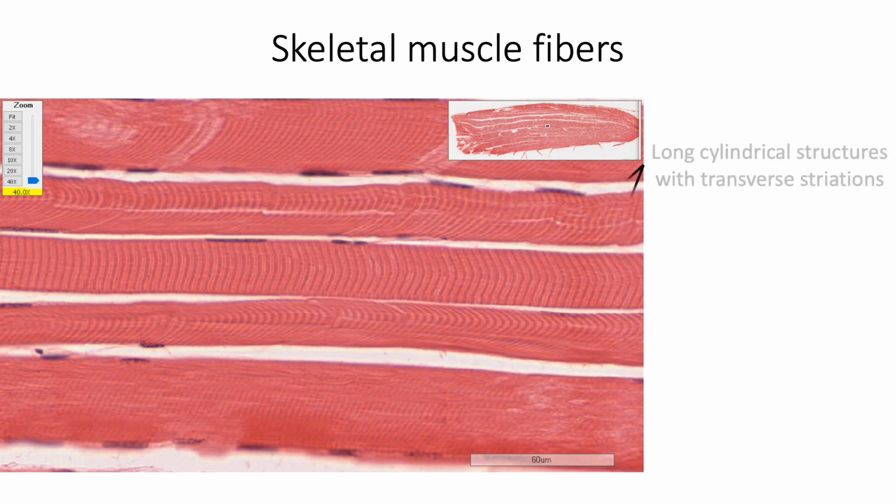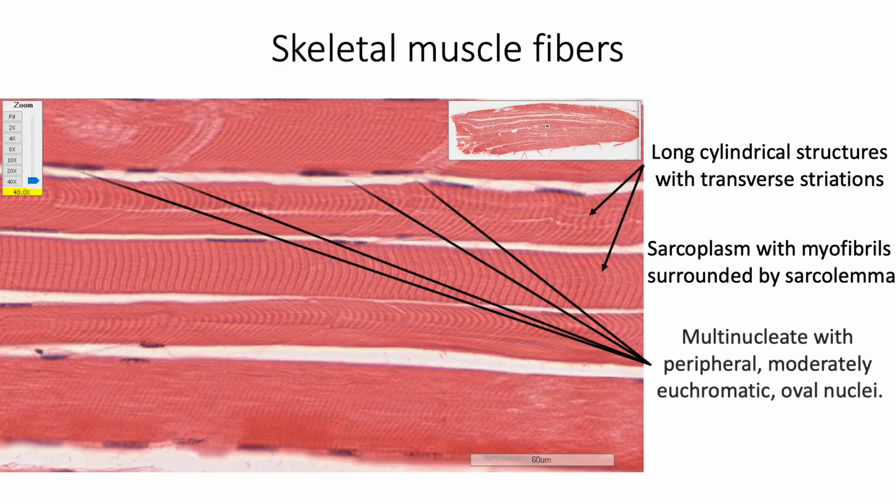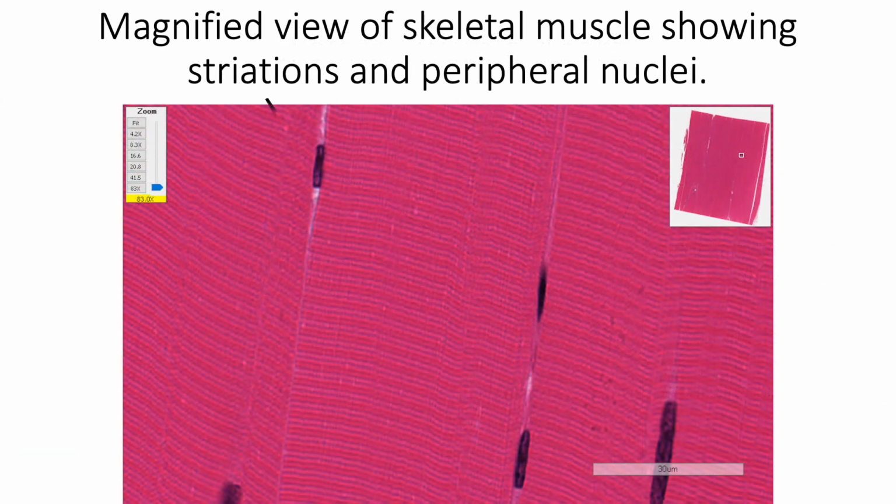Skeletal muscle fibers appear like long cylindrical structures with prominent transverse striations. Their cytoplasm, known as sarcoplasm, is filled with regularly arranged myofibrils, and it is surrounded by sarcolemma or the plasmalemma. These fibers are multinucleate, showing peripheral, moderately euchromatic oval nuclei. This is a magnified view of skeletal muscle, showing striations and peripheral nuclei.